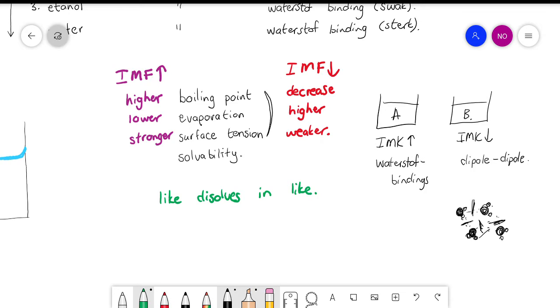What does this mean? It means if you have a polar thing that you are throwing into a polar thing, then it will dissolve in there. How is it, for instance, like oil and water? Good example. Why doesn't oil and water dissolve in one another? Because they have different types of intermolecular forces.